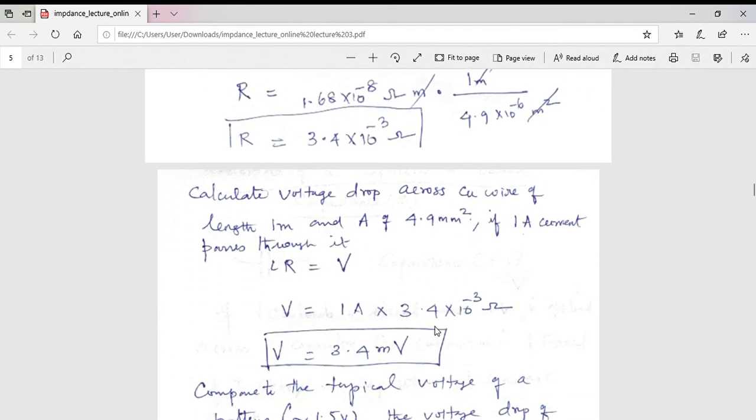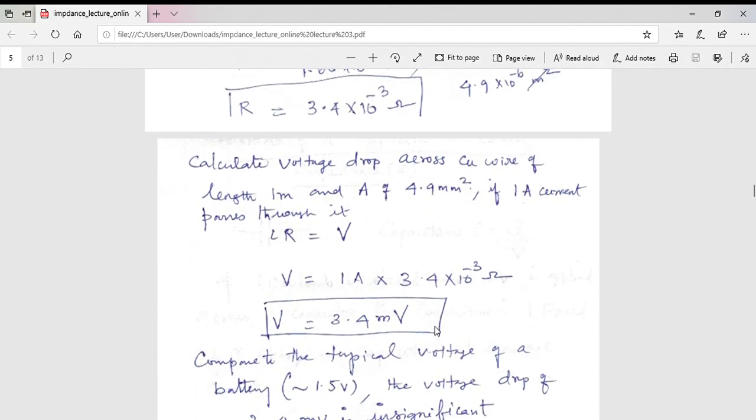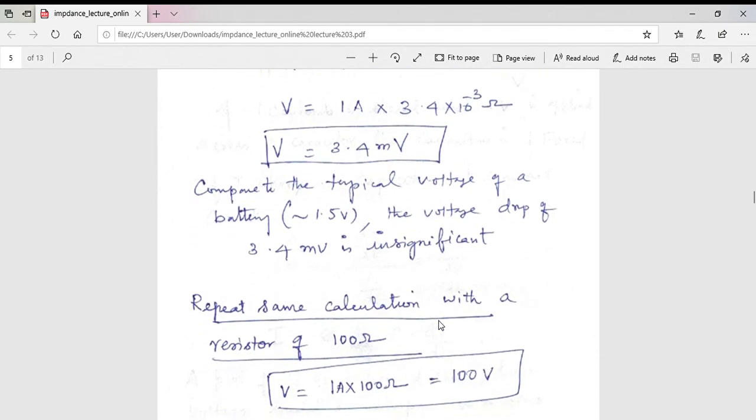Now let us calculate the voltage drop through this resistance. That means we use a copper wire of 1 meter and 2.5 mm diameter, and I try to pass 1 ampere current through that. What would be the voltage drop in that length? It will be about 3.4 millivolt. This is very insignificant compared to the voltage of the battery, which is typically about 1.5 volt and above.